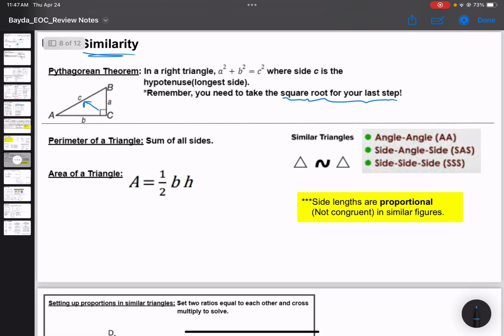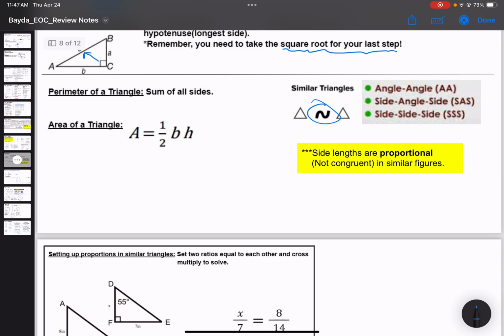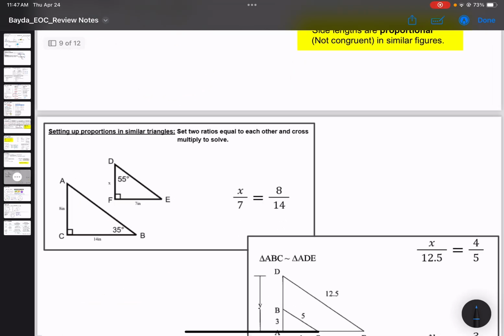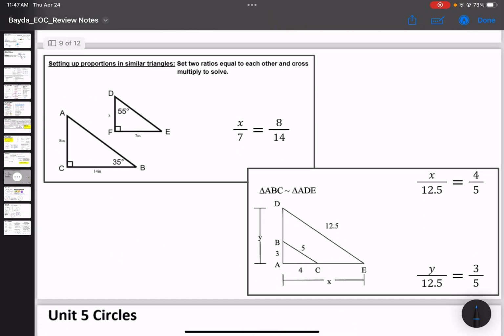Furthermore, perimeter of your triangle, you just want to add up all of your sides. Your area of a triangle formula is there, 1/2 base times height. And this is the symbol for similar as well, just that little squiggly line, but there is no equals. With that, we set up a lot of proportions for that as well.